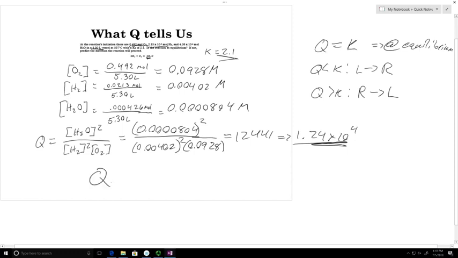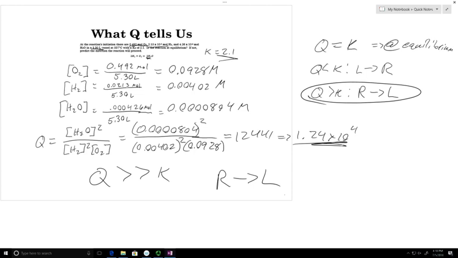Now, we can see that this is a lot bigger than that. So Q is much, much bigger than K, which means, just like this one, that the reaction proceeds right to left in a very expeditious manner, in accordance with how fast the reaction would generally run. It's trying desperately to get from its water state to hydrogen and oxygen under these conditions.